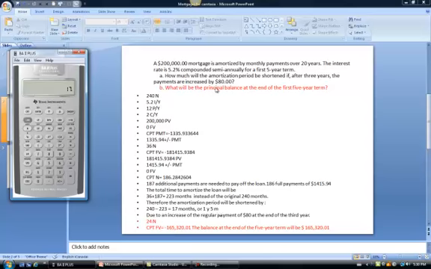To calculate what will be the principal at the end of this 5-year term, because we had the rate for 5 years, we are at the end of the 3rd year. So up to the end of the 5th year, we have 24 more payments. So now we have 24 N, compute the balance. So the balance at the end of the first 5-year term will be $165,320.01.